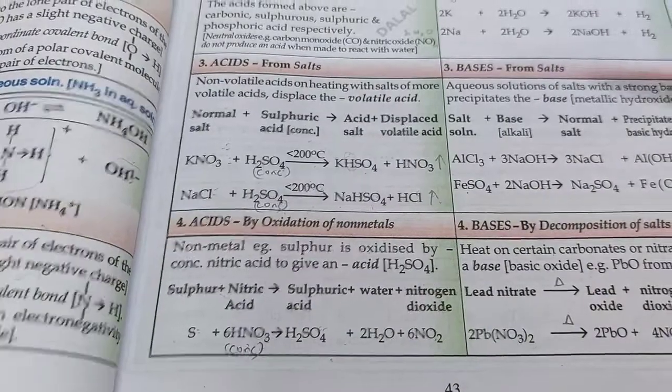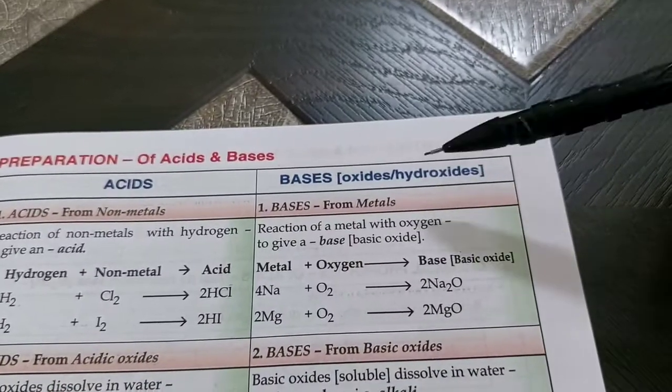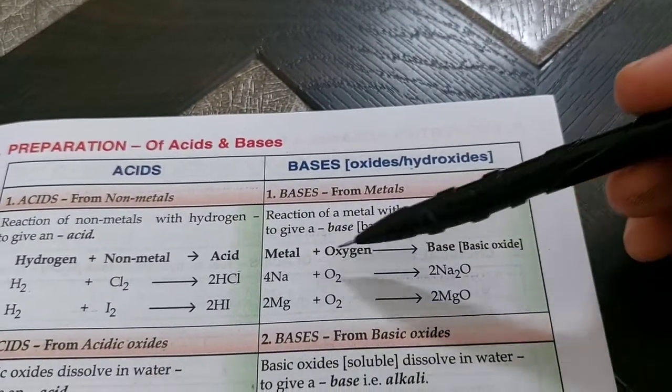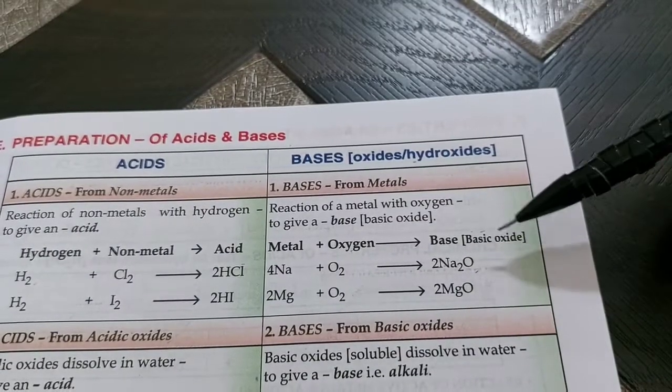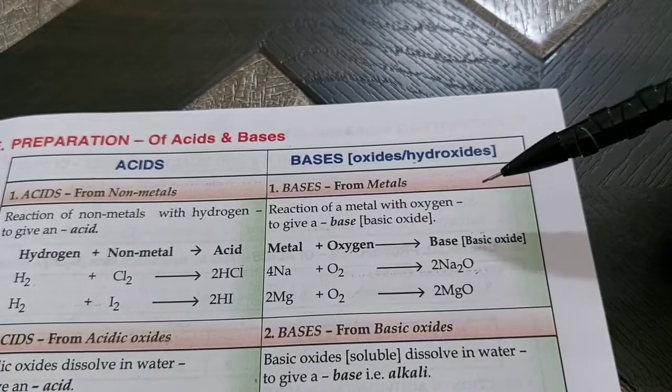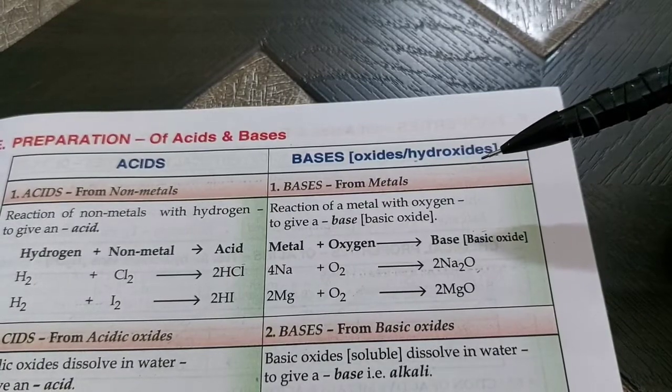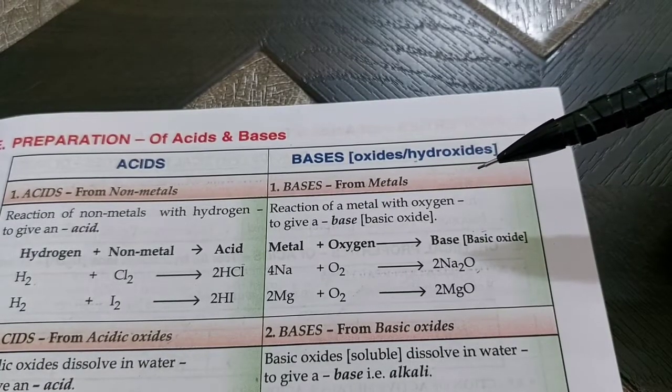Next, the formation of bases. First of all, from metals. You react it with oxygen, a metallic oxide is formed, and metallic oxides are usually basic oxides. However, there are some metallic oxides which are amphoteric as well, like aluminium oxide, zinc oxide, and lead oxide.